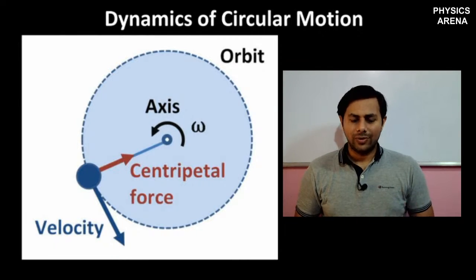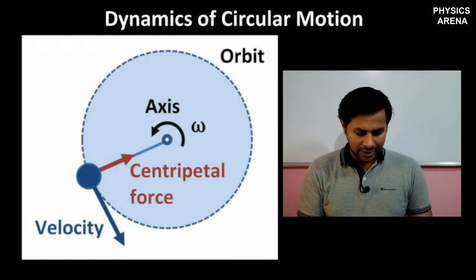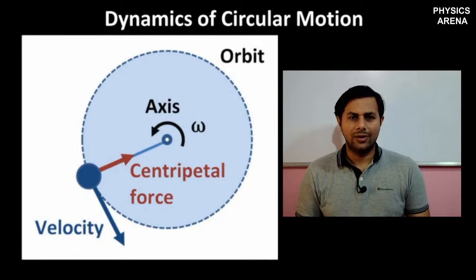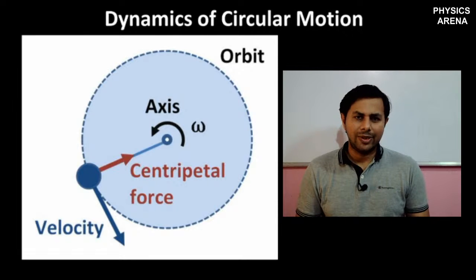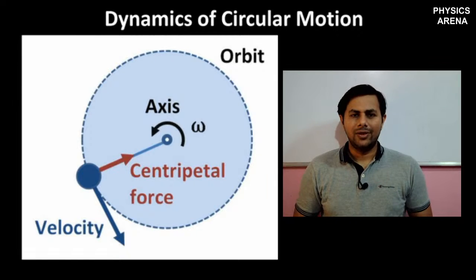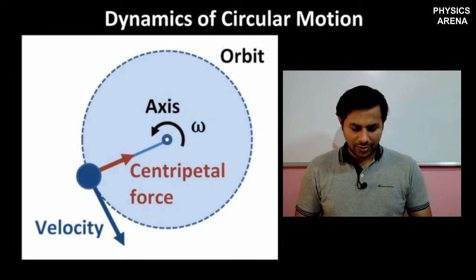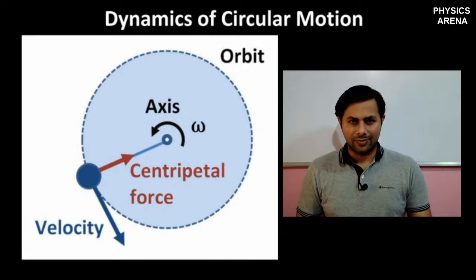So today we are going to talk about the dynamics of circular motion. In the last chapter, we studied circular motion, and we saw that circular motion is an accelerated motion. But we did not think about where that acceleration comes from. So we'll try to answer those questions today.